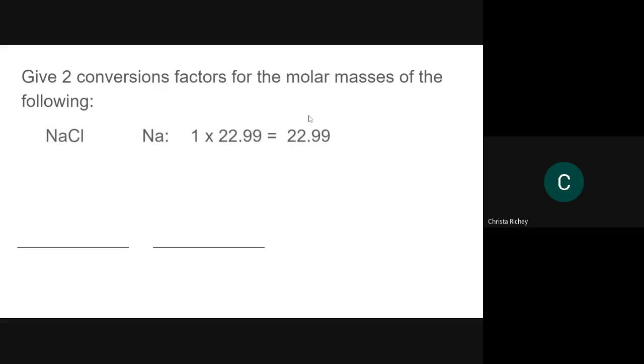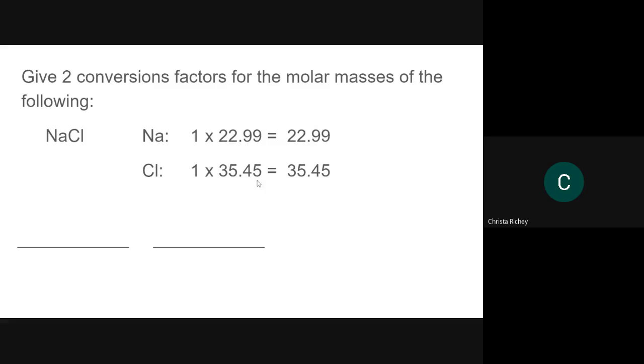Write 2 conversion factors for the molar masses of the following. Salts, infamous sodium chloride. Sodium has 1, chlorine has 1. We don't write subscripts meaning 1. I am pulling the 22.99 straight off of the periodic table. If you find sodium on the periodic table and look below it, I am rounding to 2 numbers after the decimal. Chlorine rounds to 35.45.